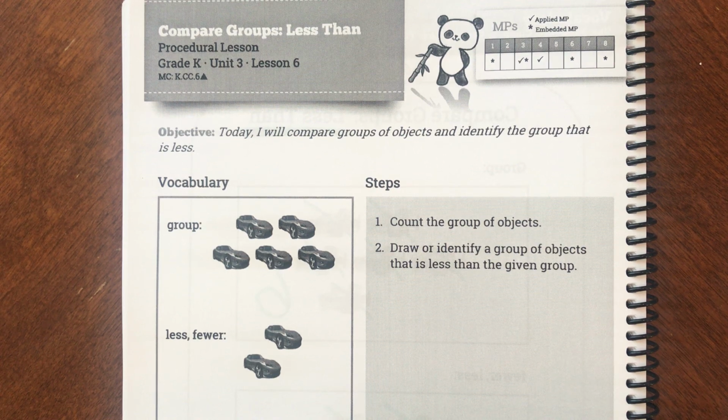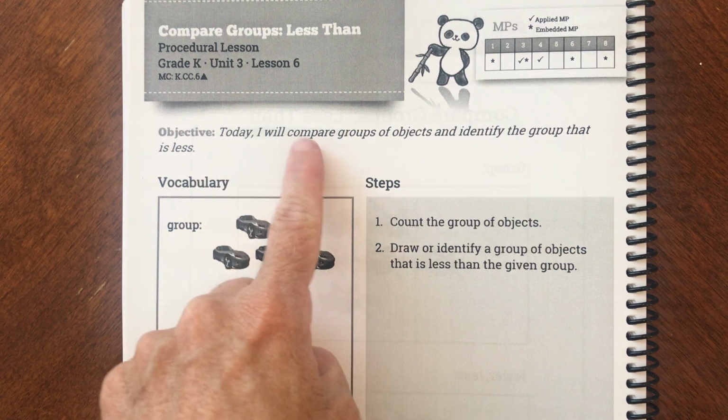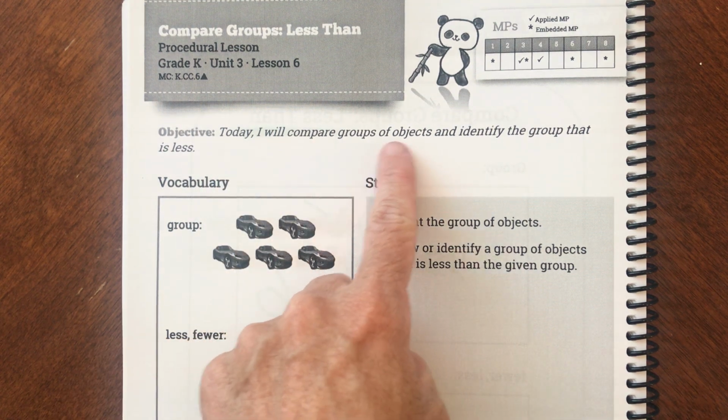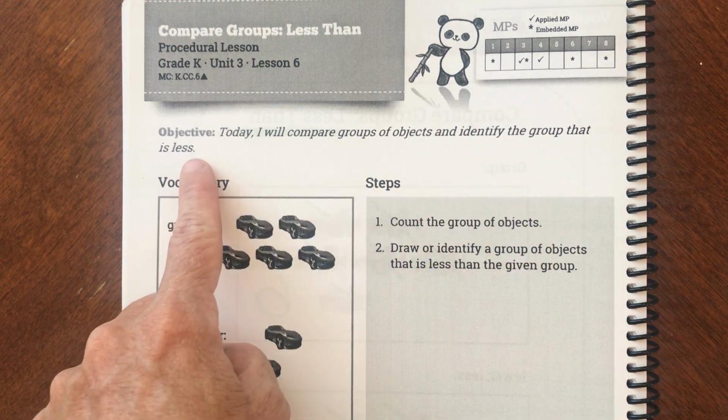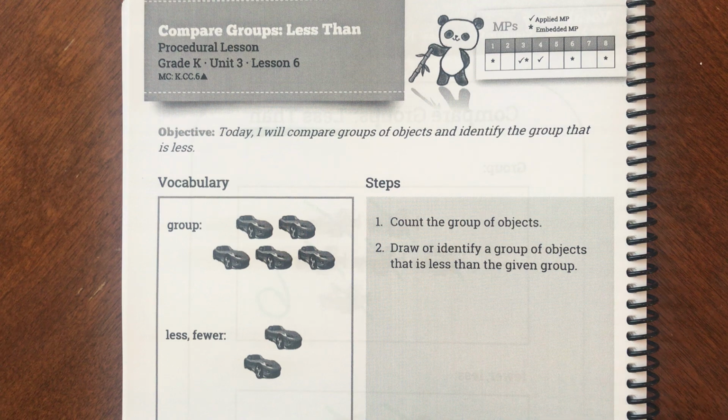Today we are on page 140. And our objective today is I will compare groups of objects and identify the group that is less. Okay, let's look at that, friends.